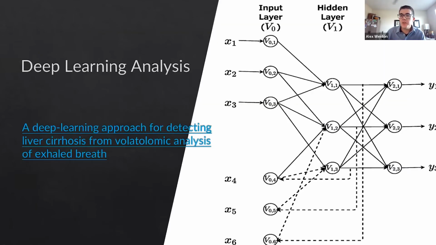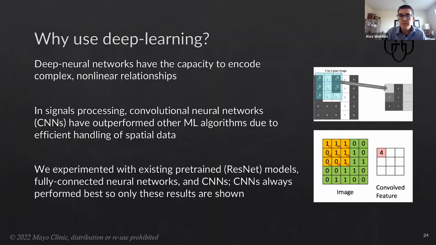So that leads us to our second aim, which is using a deep learning model for this approach. A natural question is, why would we want to use deep learning when we have good performance using a simpler machine learning classifier?